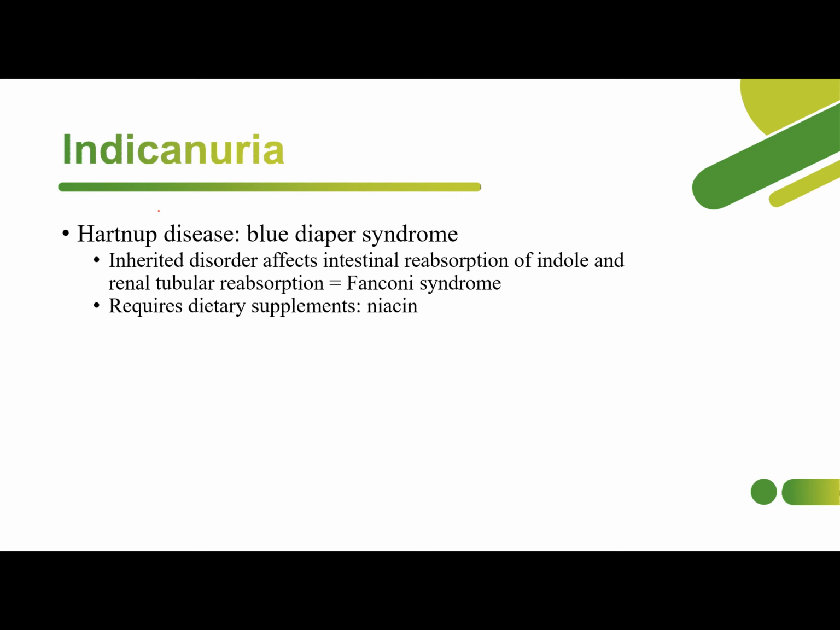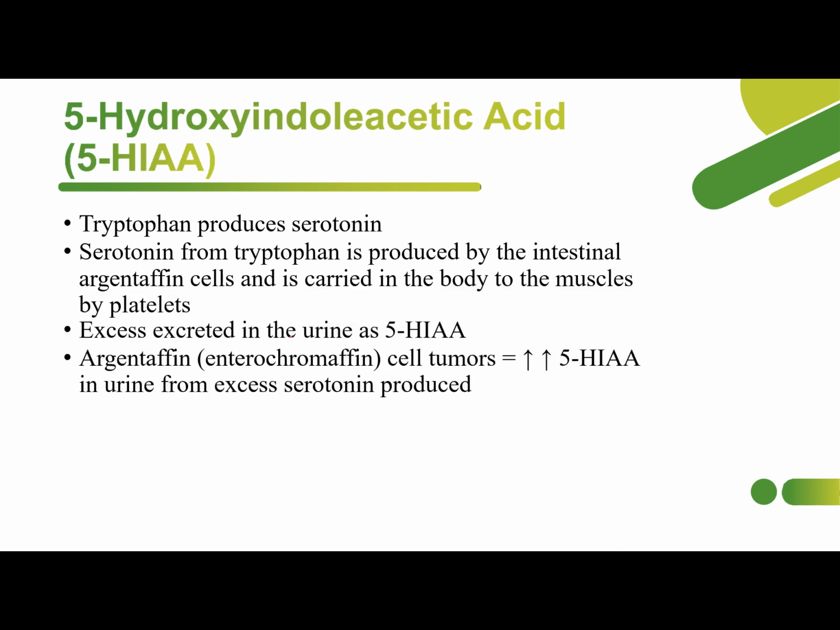A known intestinal disorder known to cause indicanuria, class, is Hartnup disease. Hartnup disease is also known as blue diaper syndrome. This is an inherited disorder affecting the intestinal reabsorption of indole and renal tubular reabsorption, leading to Fanconi syndrome. It requires a dietary supplement to treat it, niacin. So niacin is the required dietary supplement if a patient or a newborn has indicanuria.